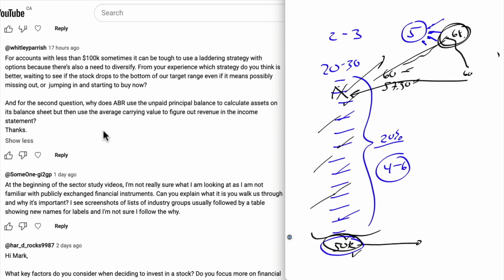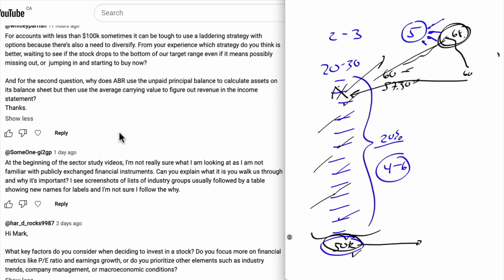Why does ABR use the unpaid principal balance to calculate assets on its balance sheet, but then use the average carrying value to figure out revenue in the income statement? Well, your asset is what's owed to you, is the unpaid principal balance. I mean, you can't overstate the asset. That is the asset that is stated. You have to use that.